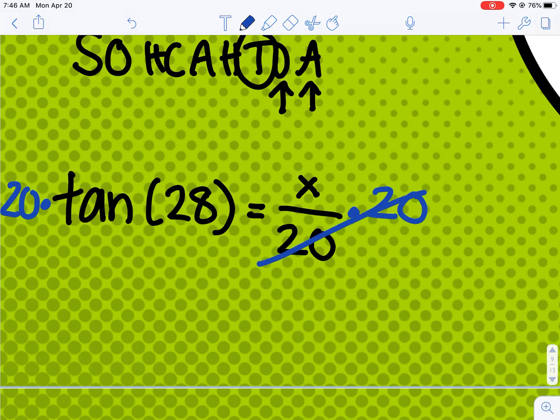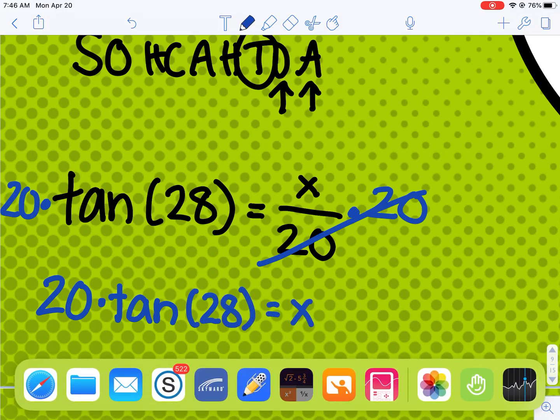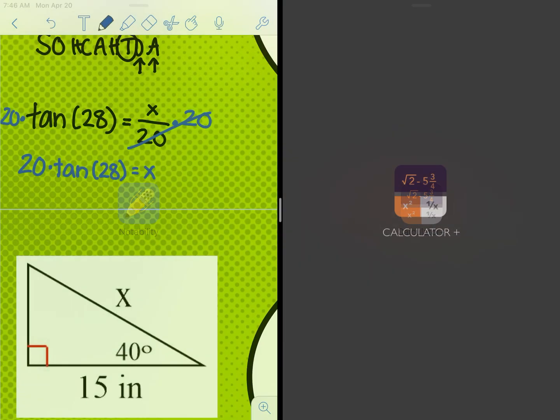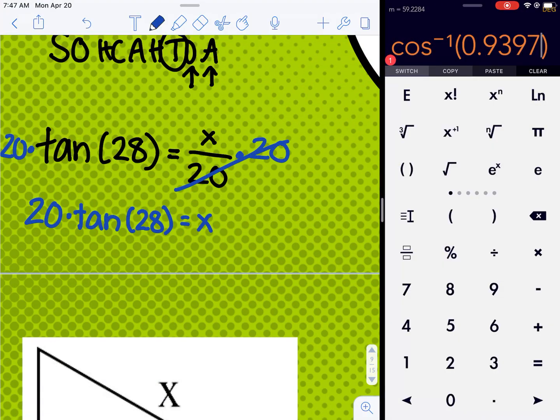And now 20 times the tangent of 28 equals x. And I want you all to do this with me. Don't just watch me do it, because this is a great way to check that your calculator is on the right settings. There's this thing called Radians that we won't learn until the very, very end of this year, maybe if we get to it.